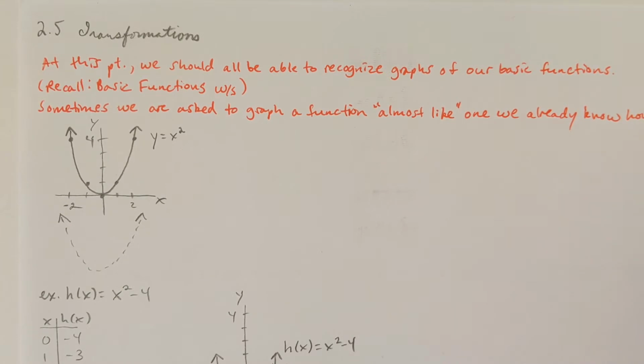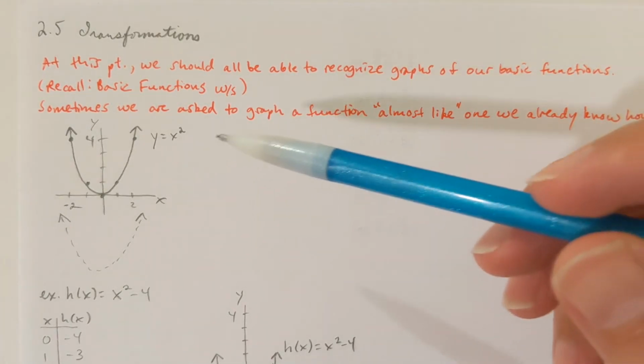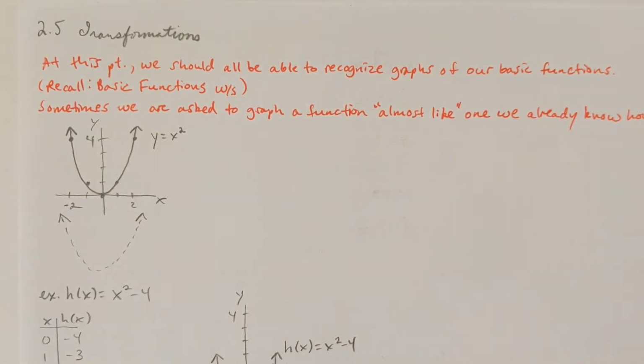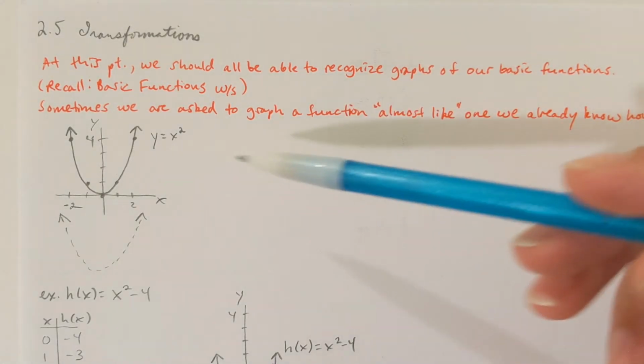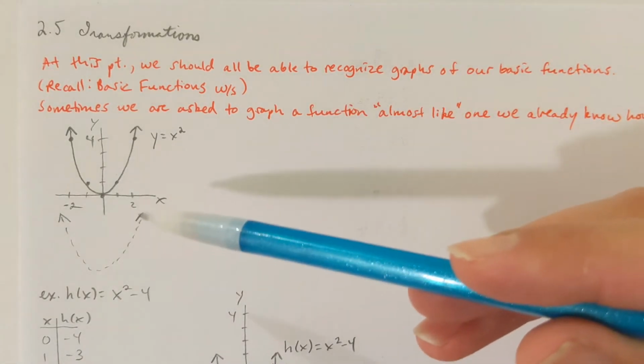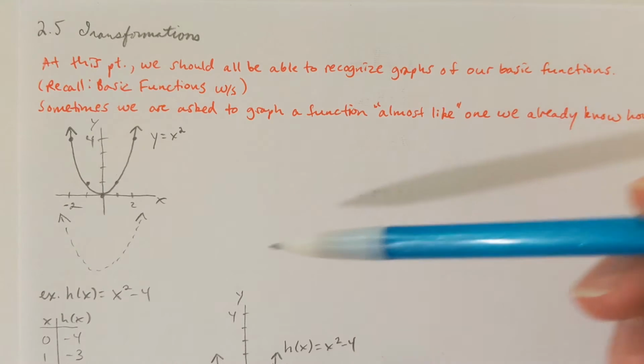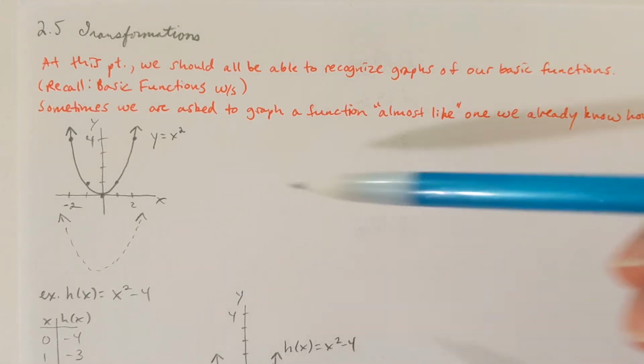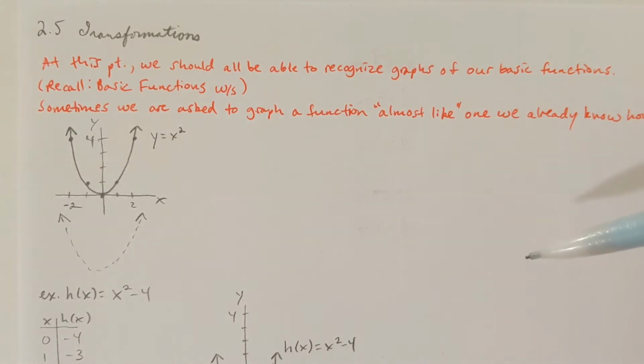For example, suppose that we have the square function. And here's the square function. But suppose that this is shifted down so many units. Okay, what is the new equation? Well, in order to answer that question, we need to know something about transformations.